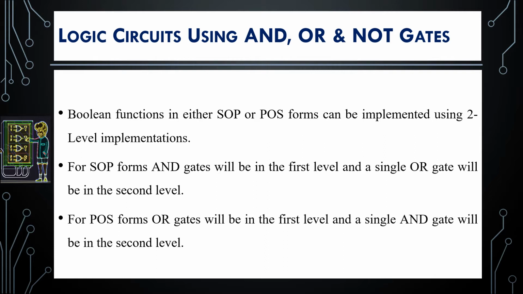Fine. For SOP forms, AND gates will be in the first level and a single OR gate will be in the second level. And for the POS forms, OR gates will be in the first level and a single AND gate will be in the second level. Okay.